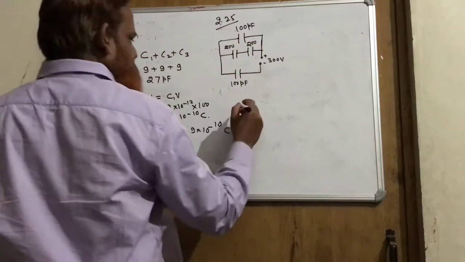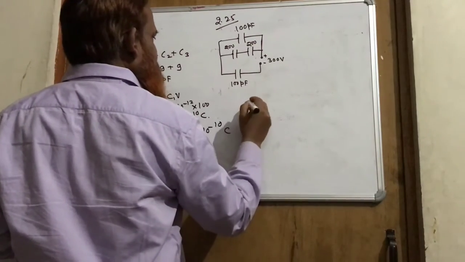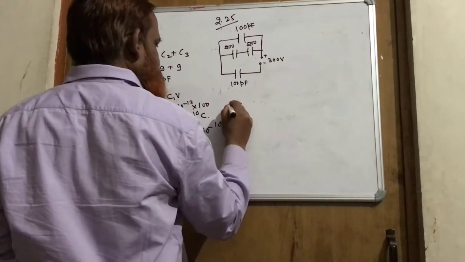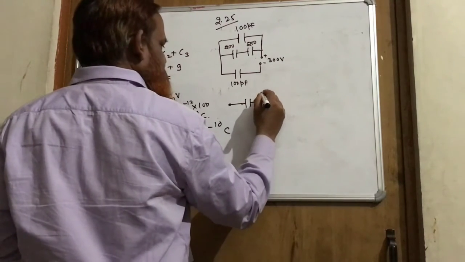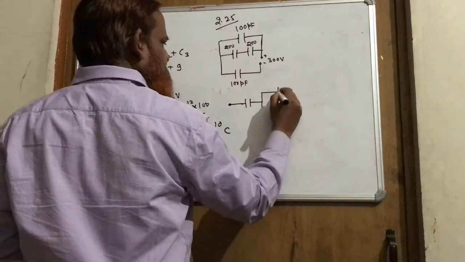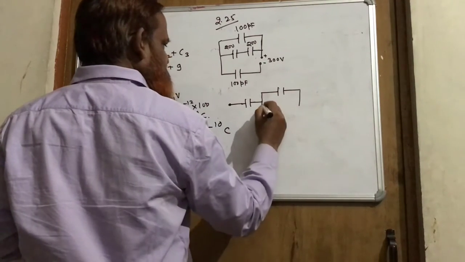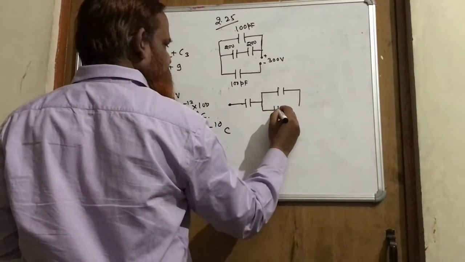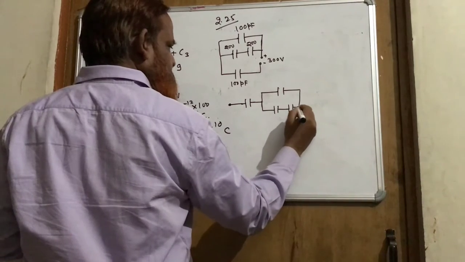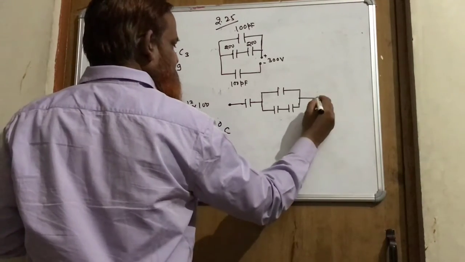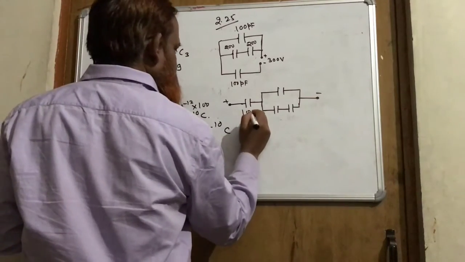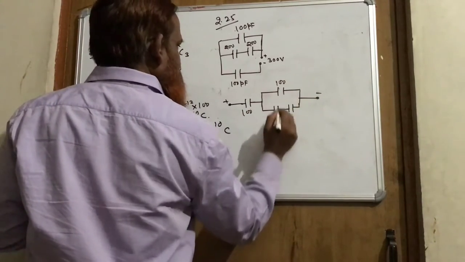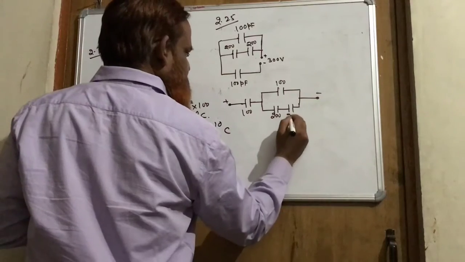So first we will mark minus here, and it is 100 picofarad. Then we simplify the diagram, and here is plus, here is minus. It is 100, 100, 200 and this is 200.